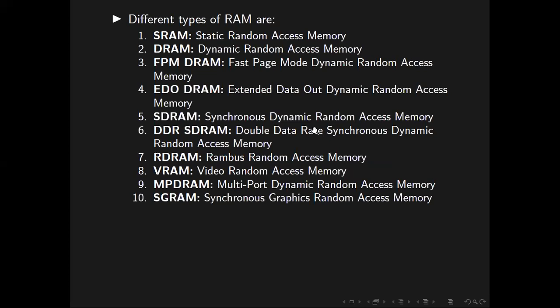Then FPM DRAM, then EDO DRAM, SDRAM, DDR SDRAM. DDR SDRAM is the normal random access memory we nowadays use. DDR stands for double data rate, synchronous dynamic random access memory. And SGRAM is the normal graphics memory we nowadays use. SGRAM stands for synchronous graphics random access memory.